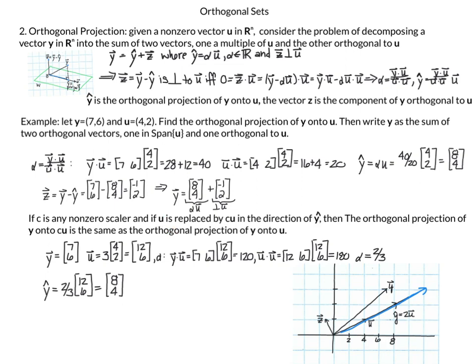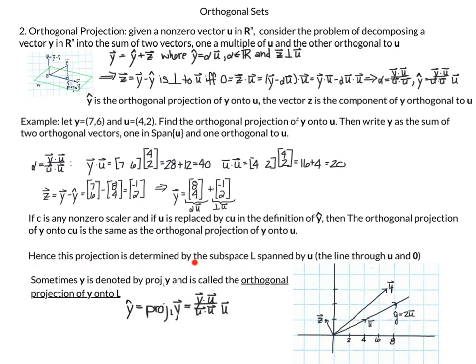I thought that was kind of a weird comment. It's certainly true, but I think maybe it is meant to lead into the next comment, which is that this projection is determined by a subspace L. In other words, the projection is determined not just by u, but by all the multiples of u. So it's the subspace L spanned by the vector u, because it's just scalar multiples of u, the line through u and 0. Sometimes y hat is denoted by the projection of y along L, and is called the orthogonal projection of y onto L.